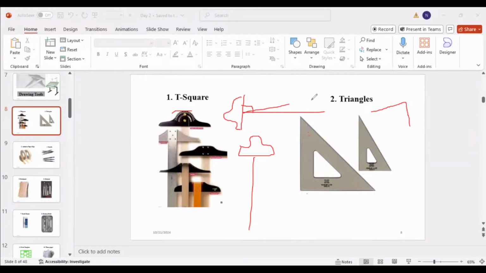Maybe it is an angle and shoot angle and pull on. Okay, so that is the usage of a T-square. So you can draw a horizontal line directly, okay, with the angle of 90 degrees to the y-axis.